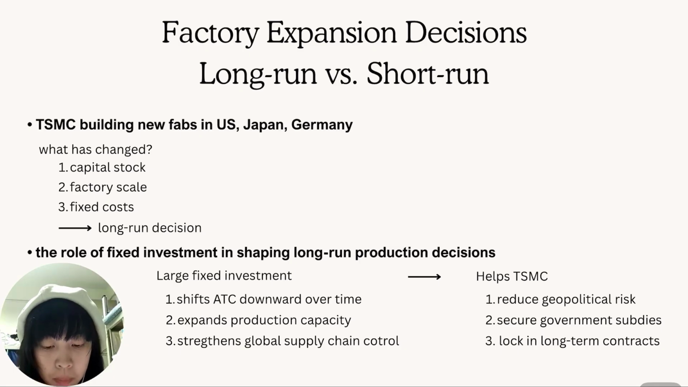When TSMC builds new factories in places such as the United States, Japan, or Germany, this is a long-run production decision, because it will change the capital stock and factory scale, which we call the fixed costs. In the long run, all factors of production are variable, including capital, machines, and factory buildings. These large fixed investments will shift the ATC downward over time, expand production capacity, and strengthen global supply chain control, which helps TSMC reduce geopolitical risk, secure government subsidies, and lock in long-term contracts.